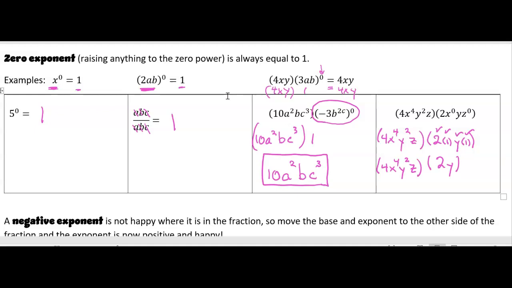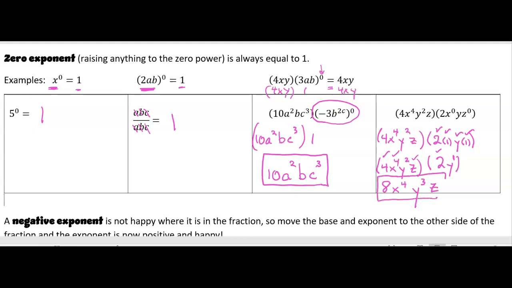So we're going to take our 4 times our 2, because those are our whole numbers. 4 times 2, that's just normal. 4 times 2 is 8. We don't have any other x's, so we've got x to the fourth, so we've got 8x to the fourth. We have y to the second times y to the first. We add our powers. That would give us y to the third, and we don't have any other z's, so we just have z, and that's the answer to that.